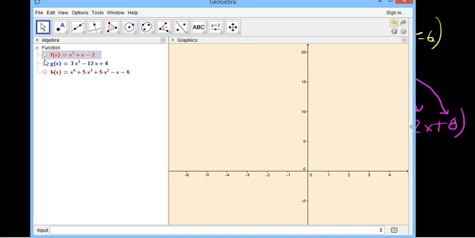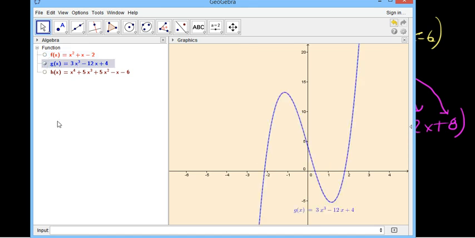Okay? Let's look at g of x. g of x is a third degree. Okay? Notice now, this is an S-shaped graph. Okay? It's an S-shaped graph. And look, there are two U-turns. You see it comes up from here, reverses direction, comes down here, reverses direction, and goes up there.